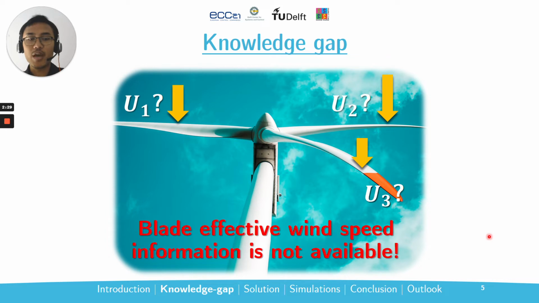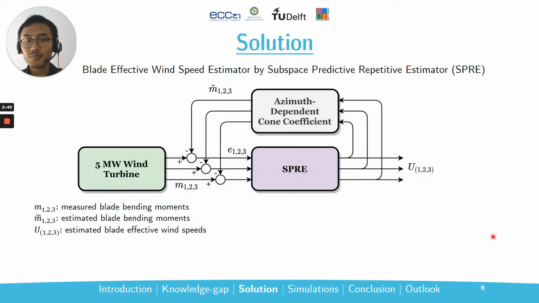Unfortunately, there is a knowledge gap here because this information is not always available, such that someone has to think of a way to estimate the blade effective wind speed. As we will show later, such information can be derived from the blade load measurements. In our work here, we propose a solution to use a fully data-driven blade effective wind speed estimator.